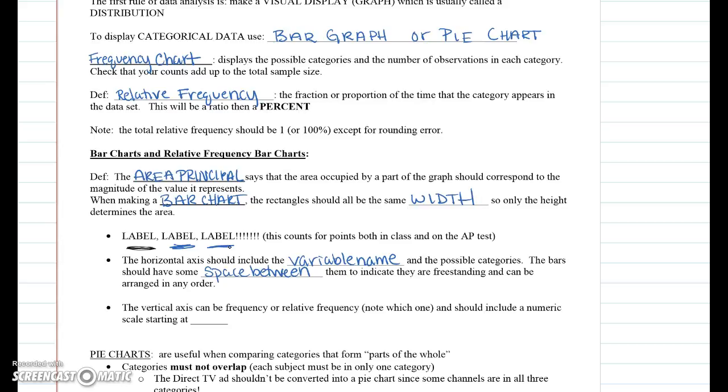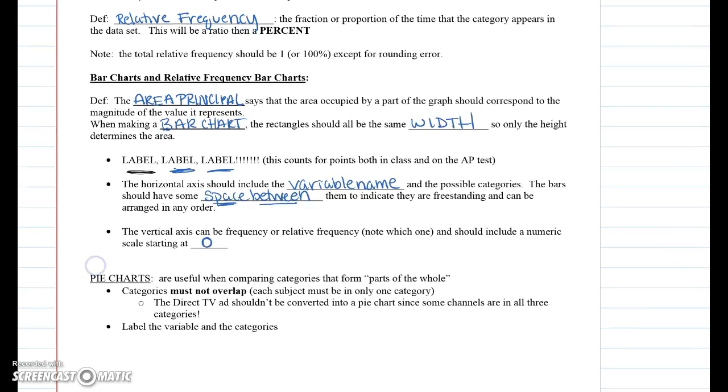You want to make sure you have bars that have space between them, so that means that you can rearrange them. There's no specific order that you need to put the categories in, and that'll be different from the histograms that we do next on the numerical data. And then the last thing you want to pay attention to in making it is that you always start your y-axis, your vertical axis, at 0. And then you can either do your relative frequency as percentages, or you can do counts if you just have one variable going on. Pie charts, a little bit of information here.